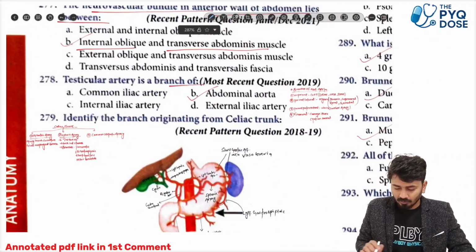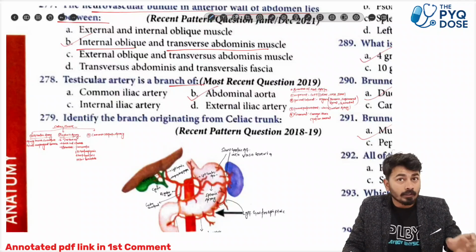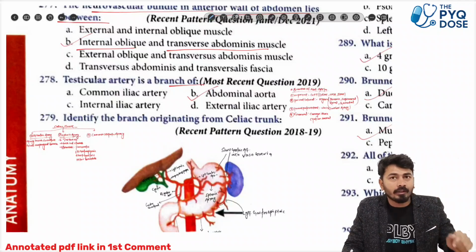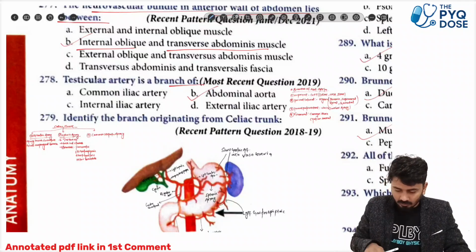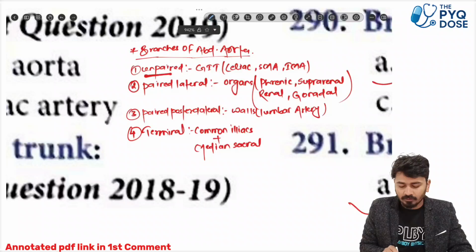The testicular artery is a branch of, if we see the branches of the abdominal aorta, isn't it? The abdominal aorta arterial tree they have given us is in BD Chaurasia, you will simply find in the branches of the abdominal aorta there will be unpaired GIT.